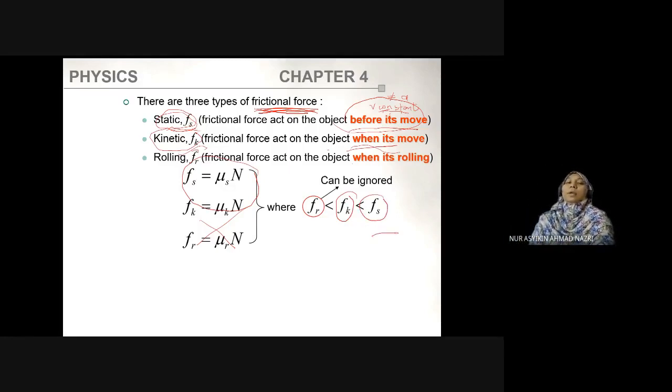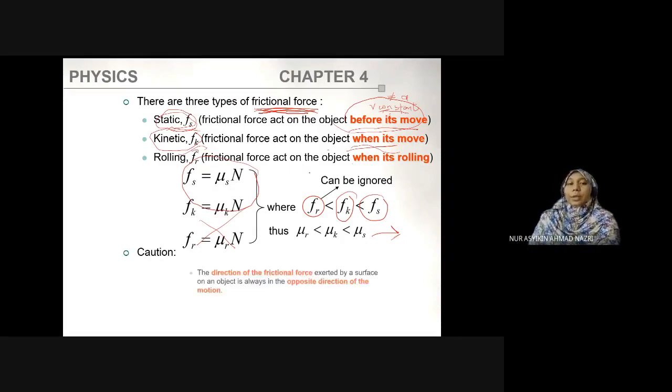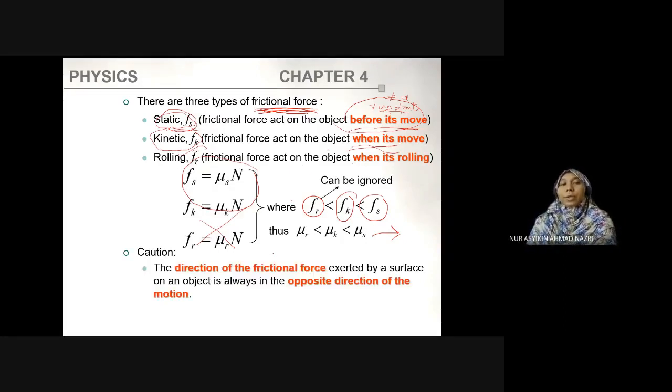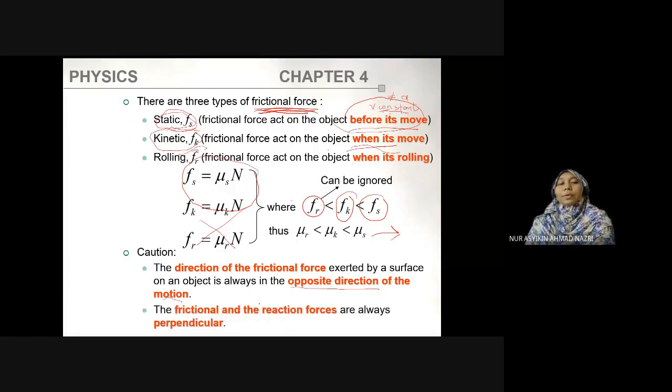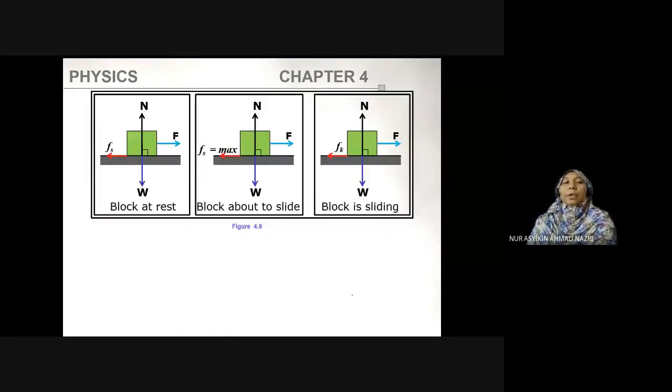Dan sepatutnya kinetic punya friction kena kecil lah daripada static. Barulah dia boleh bergerak lawan force tu kan. Okay, so sepatutnya that value akan smaller compared to static. Alright, so direction of the frictional force exerted by a surface akan always opposite direction of the motion. Frictional and the reaction forces are always perpendicular.